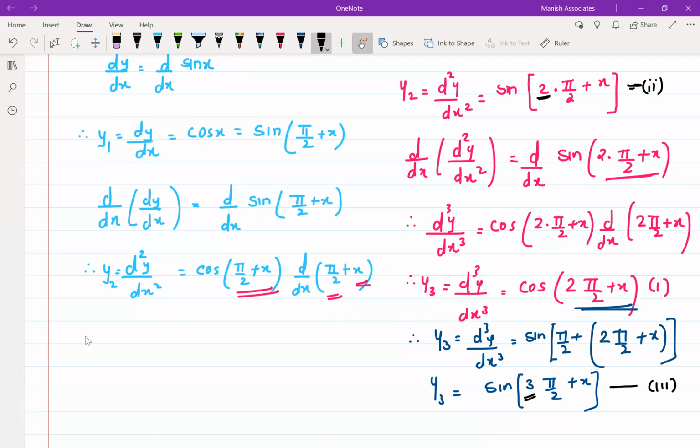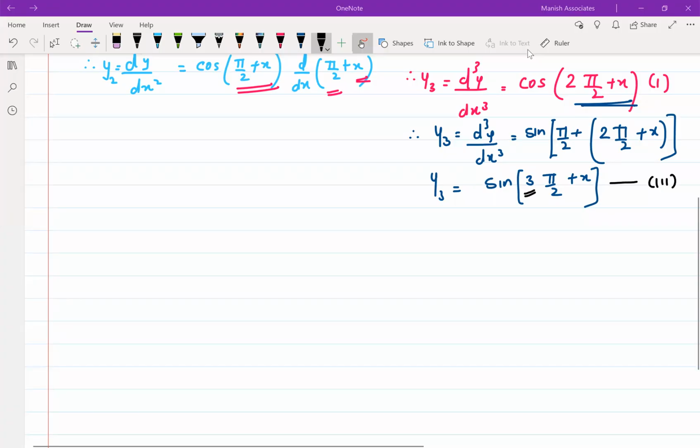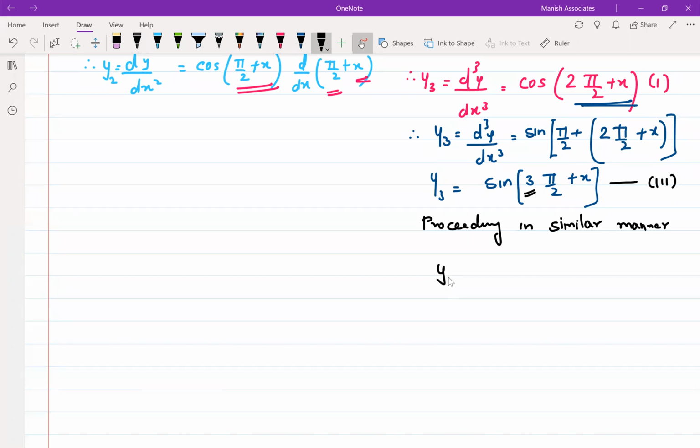Clear? So I'll just write at this corner if you allow. So, okay, let's do one thing. You do it on your own. Come on, start. So now you'll write, finally, proceeding in the same fashion, your yn will be equal to sine of n times pi by 2 plus x.